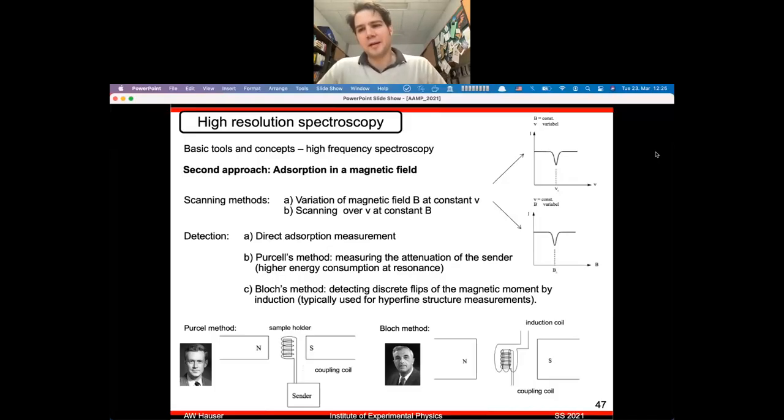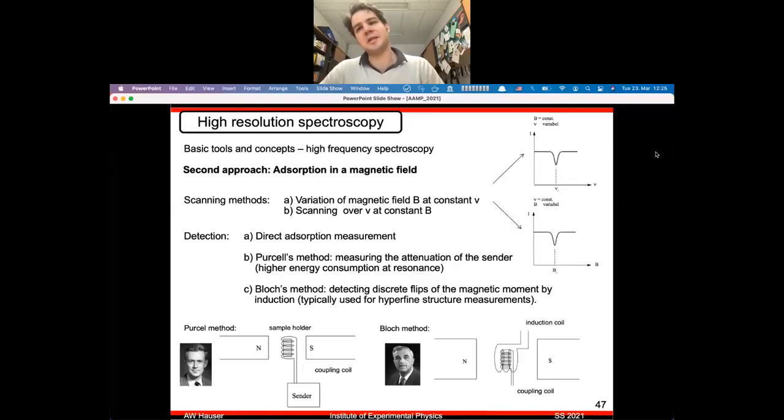And therefore, I have a resonance achieved. And I can see this if I look at intensity of absorption as a function of the magnetic field. I can also turn this around and keep the B field constant and go through the frequency range, right?